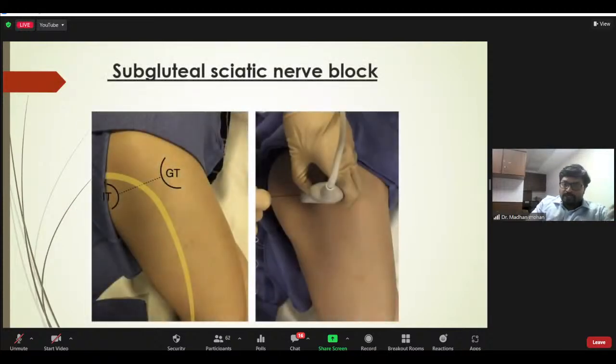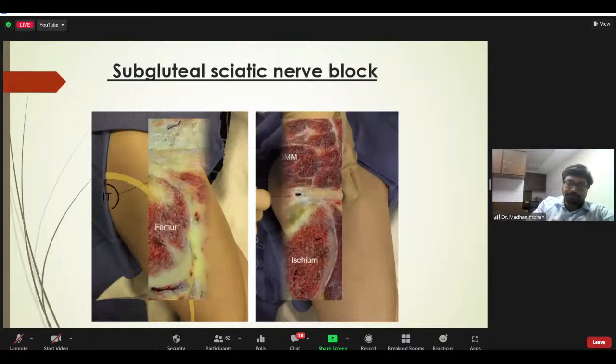So we will move on to the distal level, the second level of blocking the sciatic nerve, which is the subgluteal level. This block is slightly distal, and as we come distal, the nerve will be coming a little superficial. If you take the sacral plexus, the nerve will be the deepest. Okay. If you come to the popliteal fossa, the nerve will be the most superficial. So this block can be done in a safe and easier method.